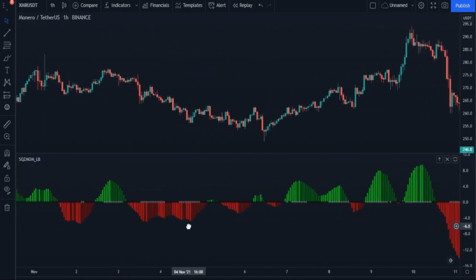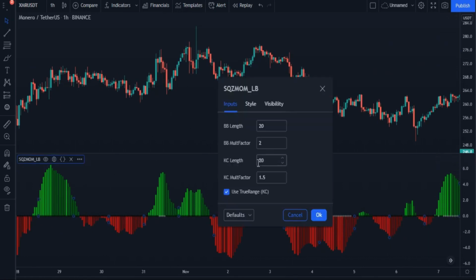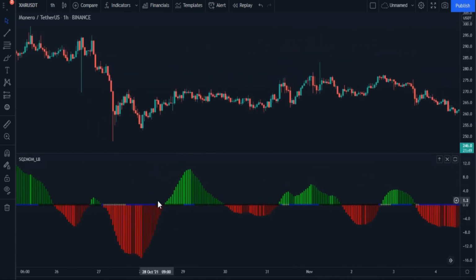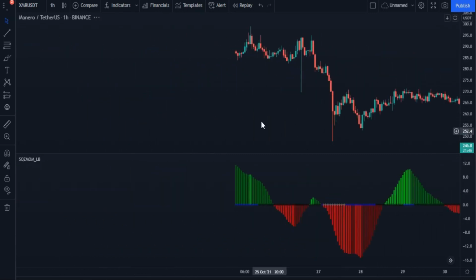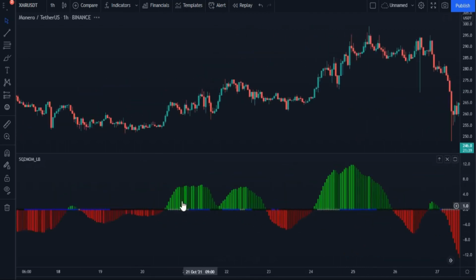Okay, to reduce this noise, let's move on to the indicator settings. Change KC length to 30. As you can see, we got rid of some of the false signals. And I think that with using other indicators, like the simple moving average, you will get amazing results. Try it and let me know in the comments how your experience was with it.